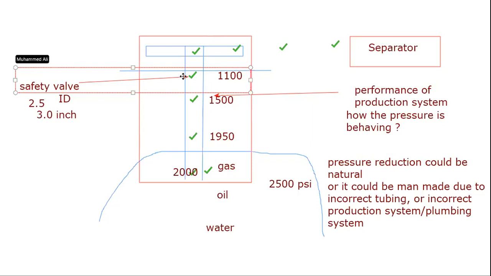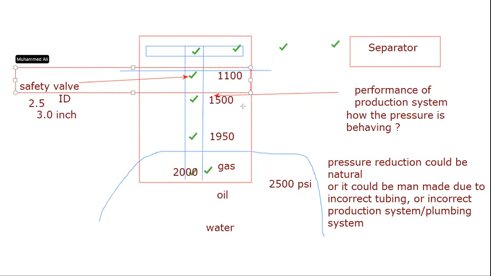Now, let's get back to the question. For your answer, it is probably clear now that there are restrictions, the pressure drop naturally, and there is a pressure drop because of man-made issues. And we are here to solve the man-made issues, and I will talk about it in the coming slides. So now let's get back to the lecture. My point was that we are looking at the performance of the production system, which starts from the perforations towards the separator and so on. And when I say performance, I'm talking about the pressure reduction.